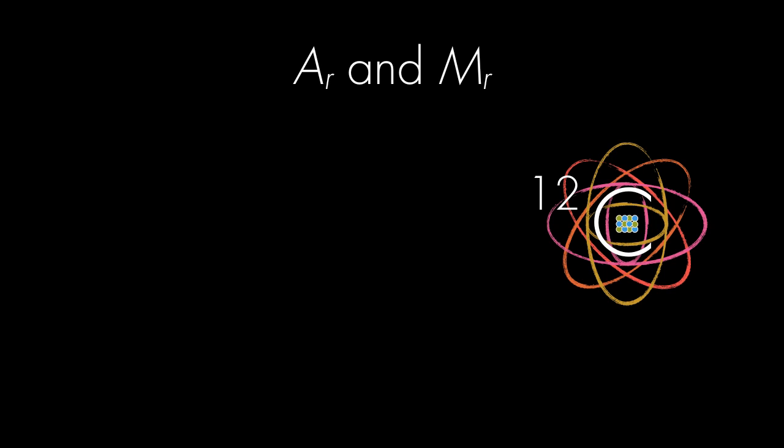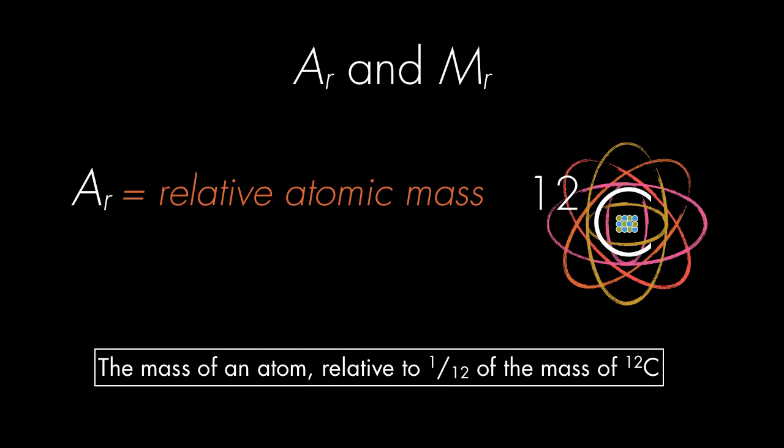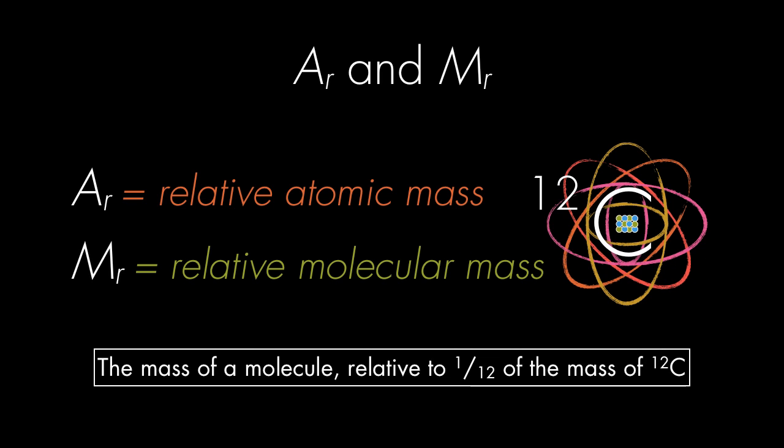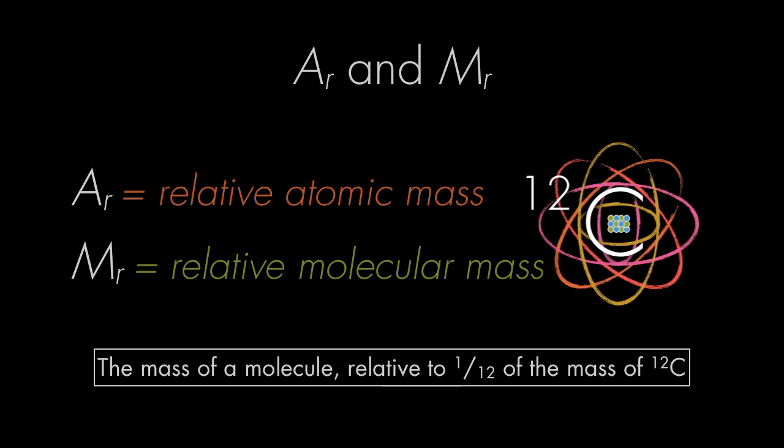Carbon-12 has an extra honor in that chemists use it as a reference to refer to the mass of all other atoms and molecules. Ar, the relative atomic mass, is equal to 1/12 of the mass of carbon-12, while the mass of molecules is often stated in Mr, the relative molecular mass, which works the same way.